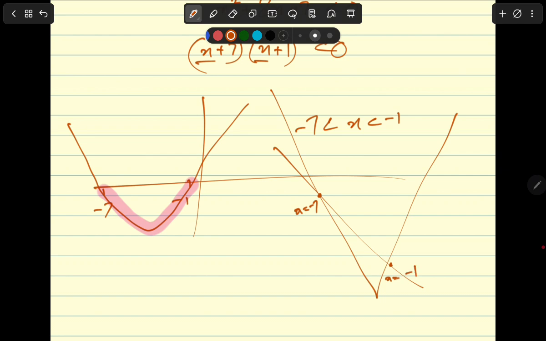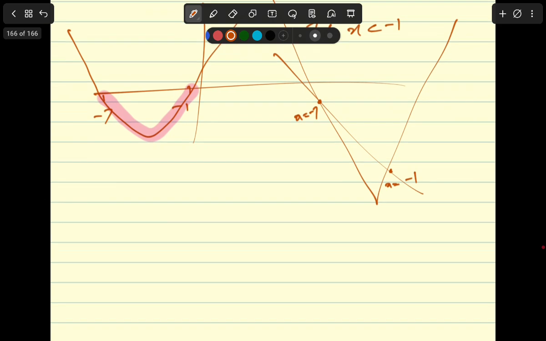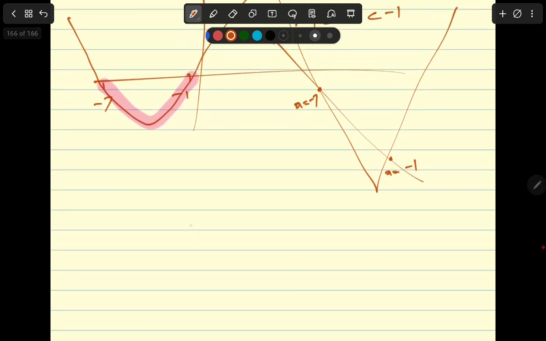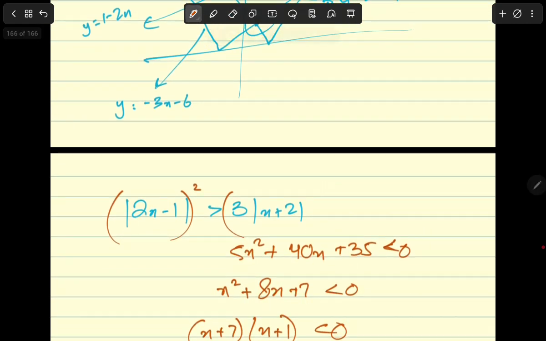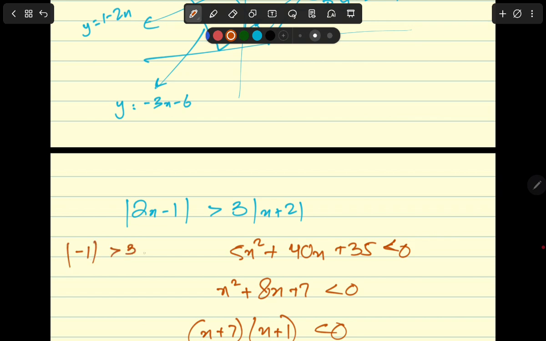Now, this was a P3 style question, and method 3 is also always going to verify. So x is only valid between -7 and -1. You take any value beyond that, let's say x equals 0 or x equals -10, and it is not going to hold, and we can check right now. Take x equals 0. When x is 0, this is modulus of -1 greater than 3 times modulus of 2, which is invalid because 1 is not greater than 6.